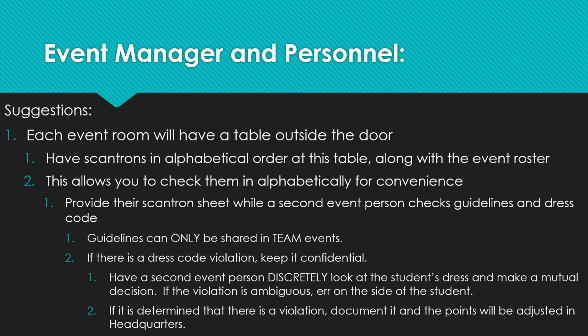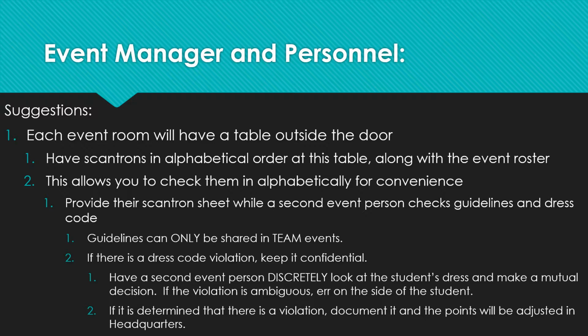Suggestions. Each event room will have a table outside the door. Have Scantrons in alphabetical order at this table, along with the event roster. This allows you to check them in alphabetically for convenience. Provide their Scantron sheet while a second event person checks the guidelines, dress code, and IDs. Guidelines can only be shared in team events.